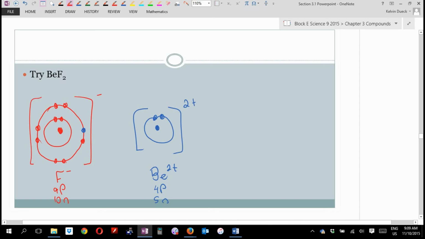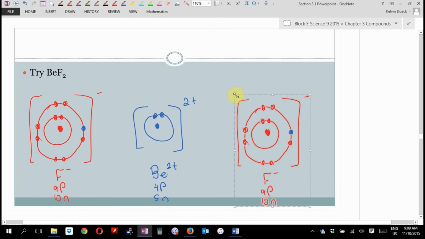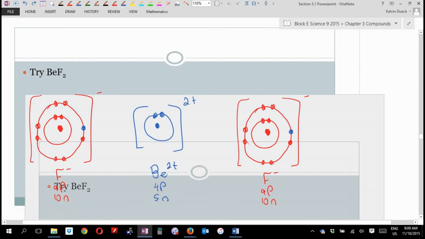This chemical compound would not be stable, though, because beryllium still has 1 more electron it has to get rid of. I need another fluoride. I'll put it on the other side. You guys are going to hate me. Copy. Paste. There. Draw away. In fact, you know what I could really do? Oh, I don't want to do that, Mr. Duick. That was bad.